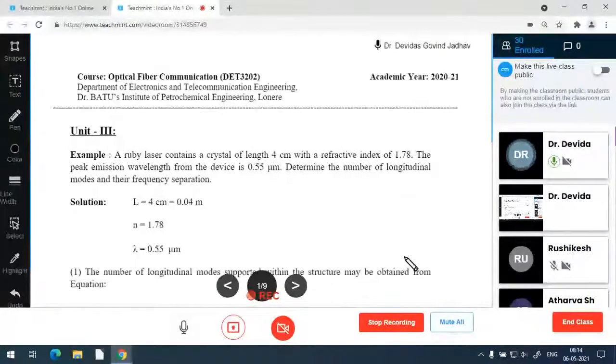Good morning. Today we'll discuss or solve the numerical problems on Unit 3. All of you must be ready with notebook, pen, and calculator, so that you can solve it at your end.